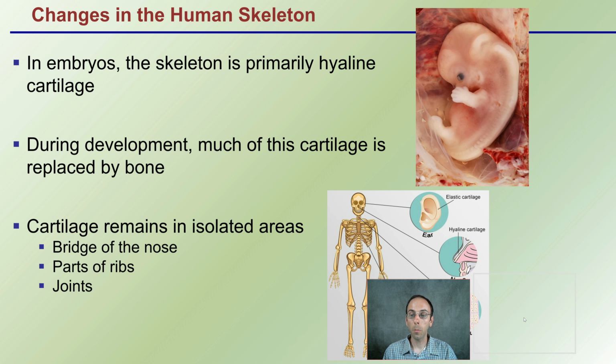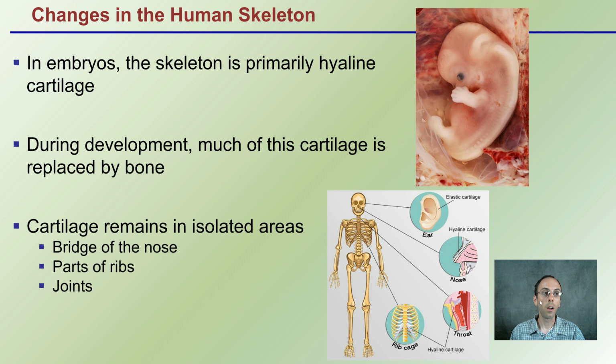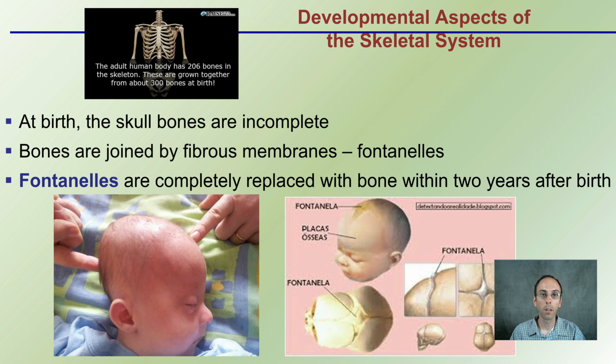Now, changes in the human skeleton that do occur. In embryos, the skeleton is primarily hyaline cartilage. During development, much of this cartilage is replaced by bone. Not all of it, but much of it. There is cartilage that does remain in the body, for example your ears, your nose, and your throat region, and also within your rib cage. There are also different areas within your joints where you can still have some remaining cartilage.